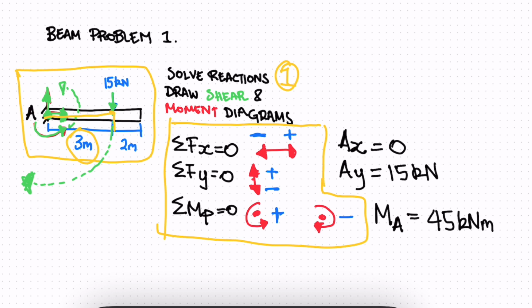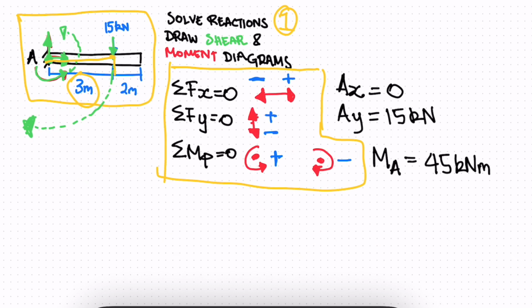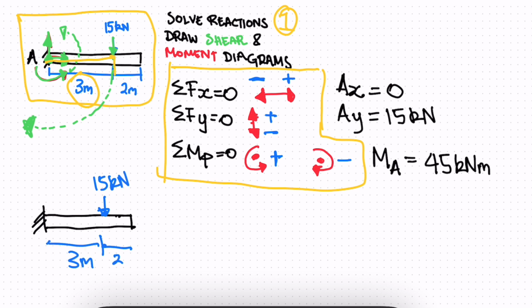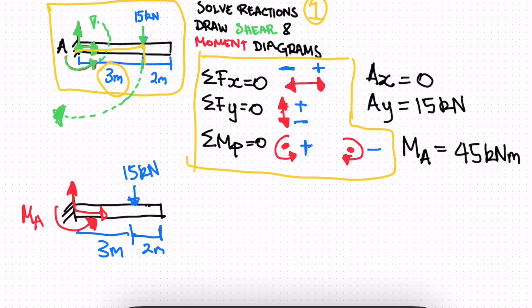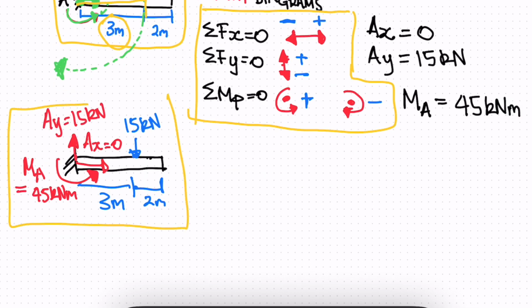So now we've found our three reactions. We can redraw our beam, and then we have a point load of 15 kilonewtons. This distance is 3 meters. This distance is 2 meters. And then we have our reactions. Our MA is equal to 45 kilonewton meters. Our AY is equal to 15 kilonewtons. Our AX is equal to 0. So now we have our cantilever beam with all our reactions.